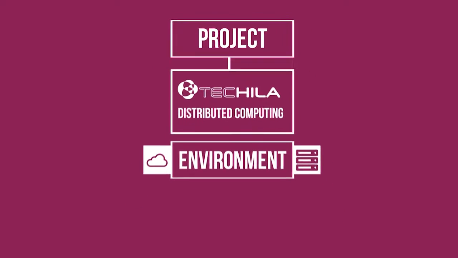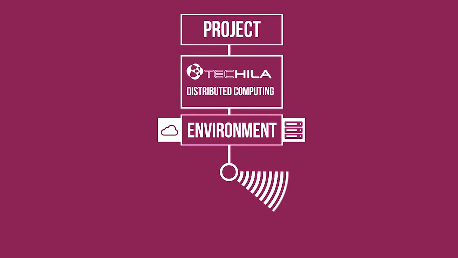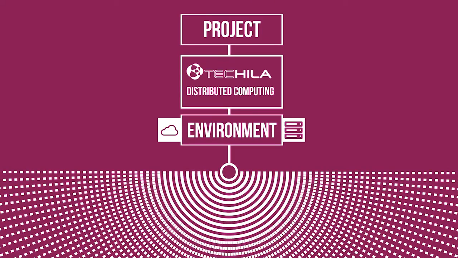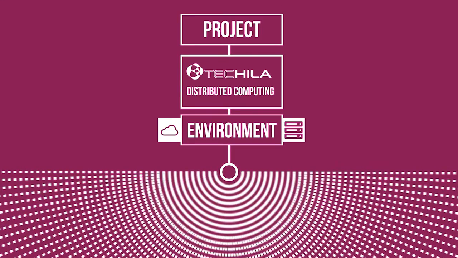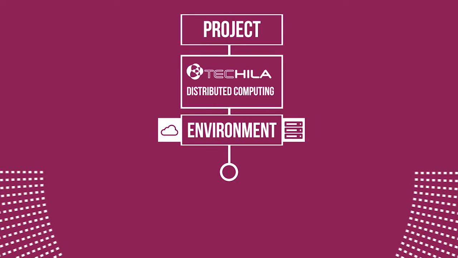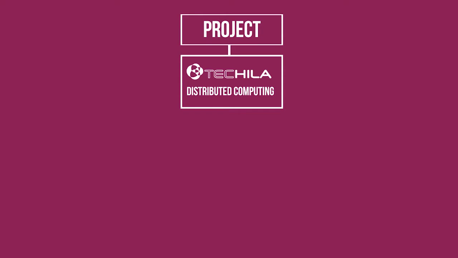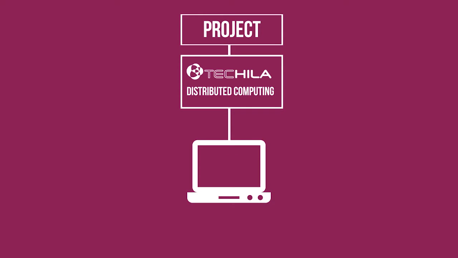The jobs are then distributed across hundreds or thousands of CPUs, allowing for the CPU time it would normally take on one machine to actually be distributed across multiple machines. These results are then sent back to us through Techila. This means that at the end of the day, the calculation can be performed orders of magnitude faster than on just a single machine.